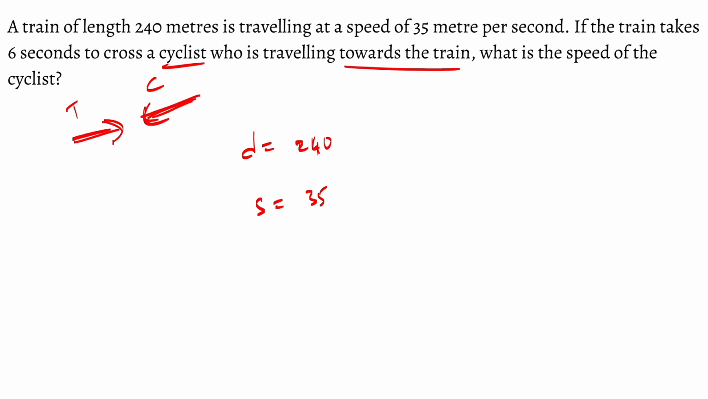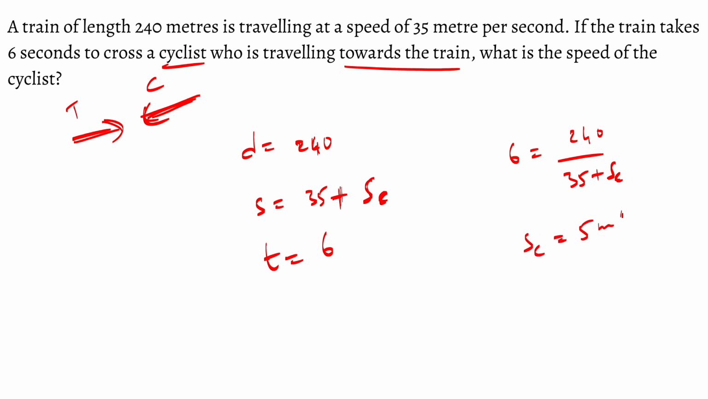If this is the train and this is the cyclist, and the cyclist is traveling towards the train, as they are moving towards each other, their respective speeds get added. So 35 plus, we don't know the speed of the cyclist, so let it be c. We know time is equal to 6 seconds. So time is equal to distance by speed, that is 240 / (35 + c), where 35 + c is the relative speed. So the speed of the cyclist is equal to 5 meters per second.